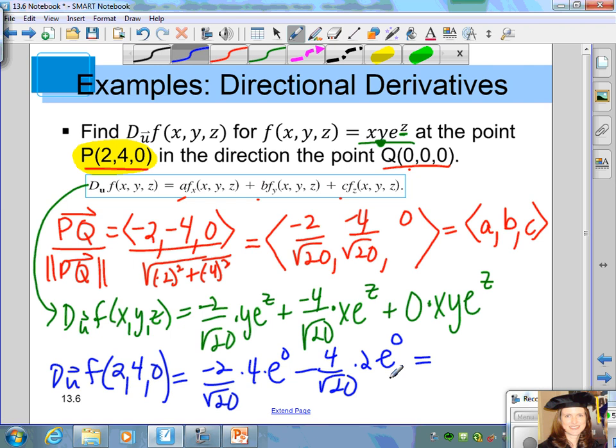So this is going to simplify to negative 2 times 4 over the square root of 20 minus 4 times 2 over the square root of 20. That's negative 8 over square root of 20 minus 8 over square root of 20, which is minus 16 over the square root of 20. Okay, and of course that could be simplified, but we'll leave that up to you.